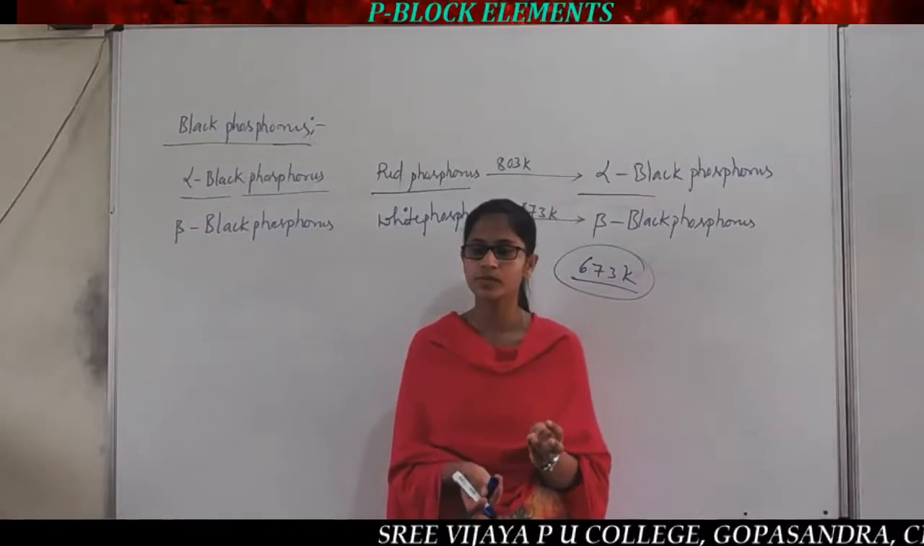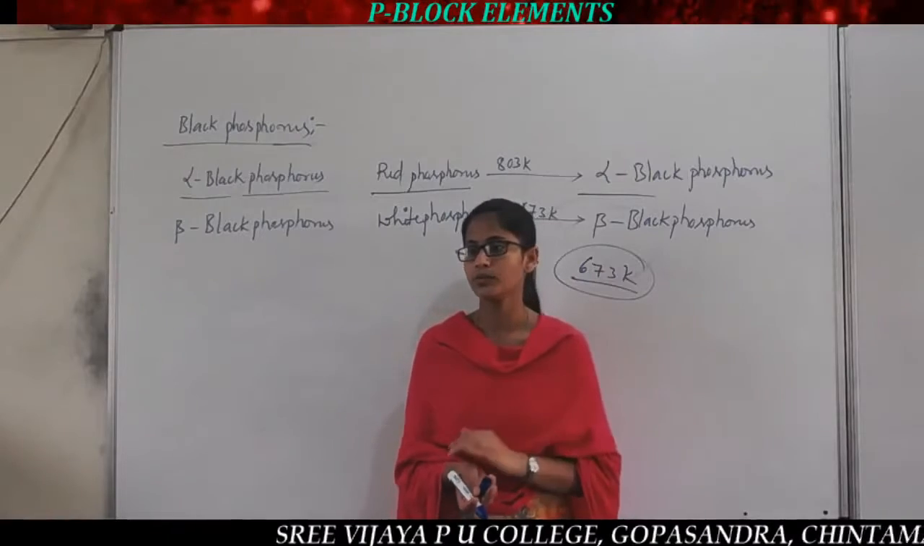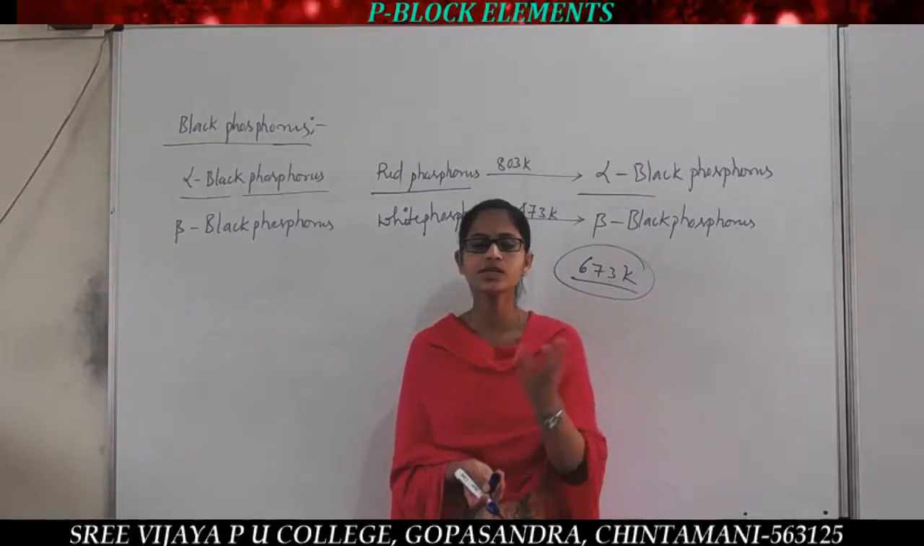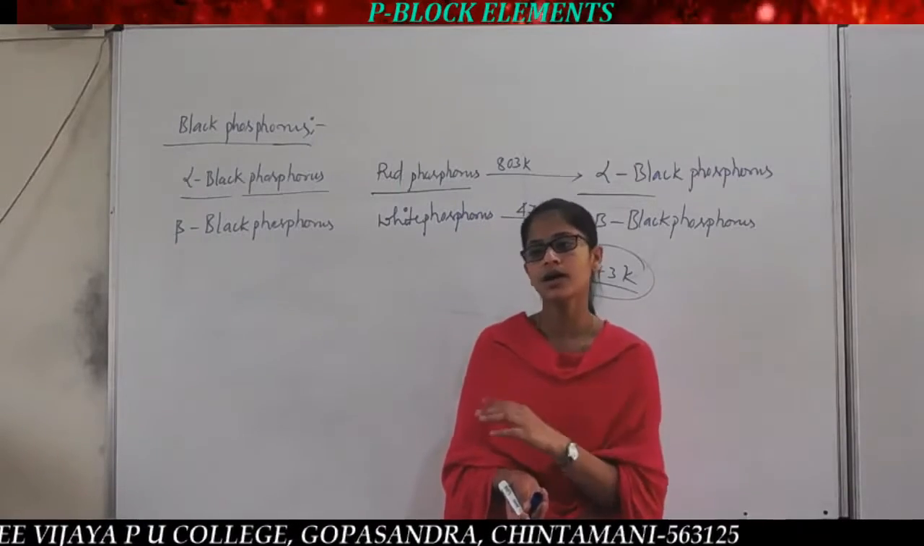So this is regarding some of the physical properties and features of the allotropes of phosphorus: black phosphorus, red phosphorus, and white phosphorus. Two more questions are very important for theory. What is the difference between white phosphorus and red phosphorus?